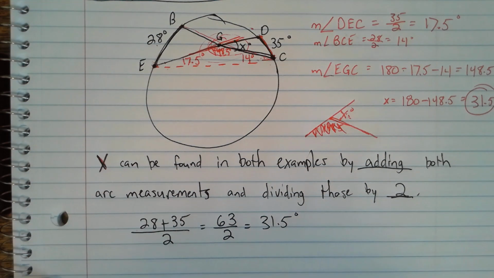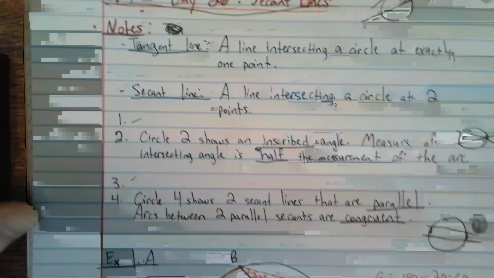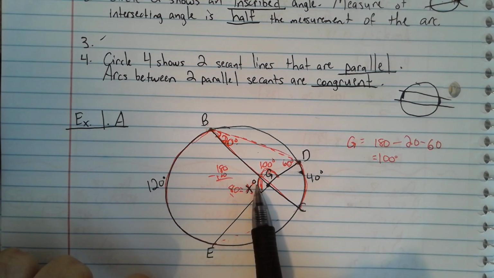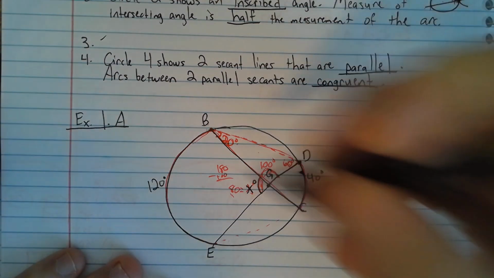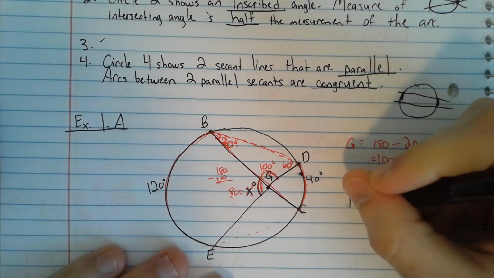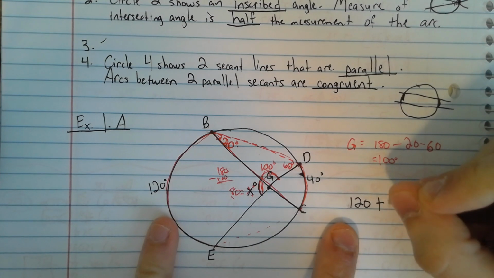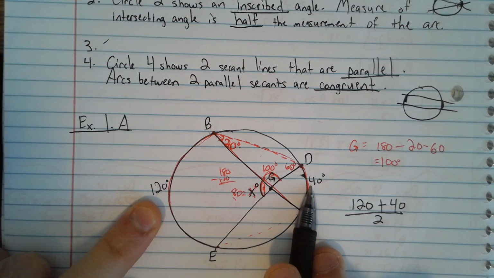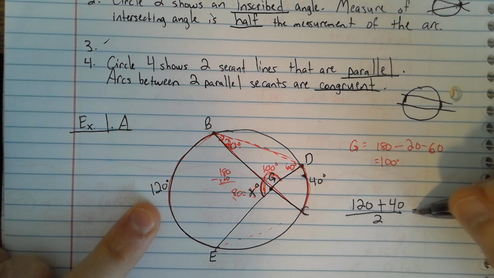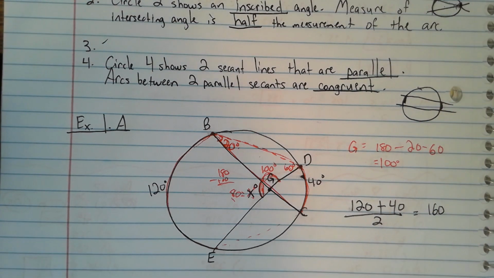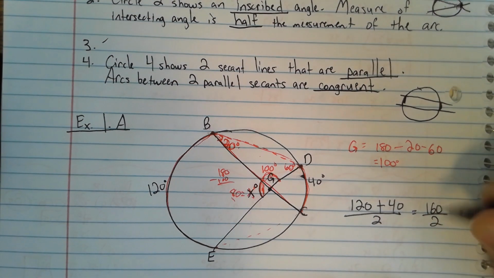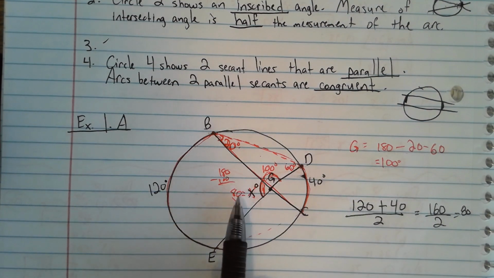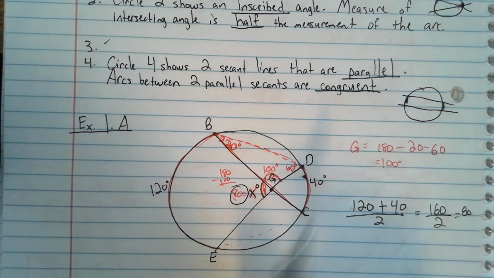Let's look back at example 1A. We had 120 and 40. What was x? Well, let's see if that works. So 120 plus 40 divided by 2. 120 plus 40 is 160. 160 divided by 2 is equal to 80. And that was the answer that we got. We got x to be 80.